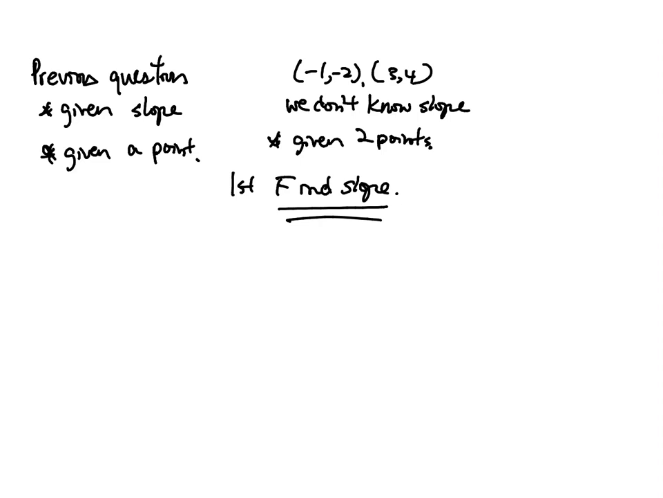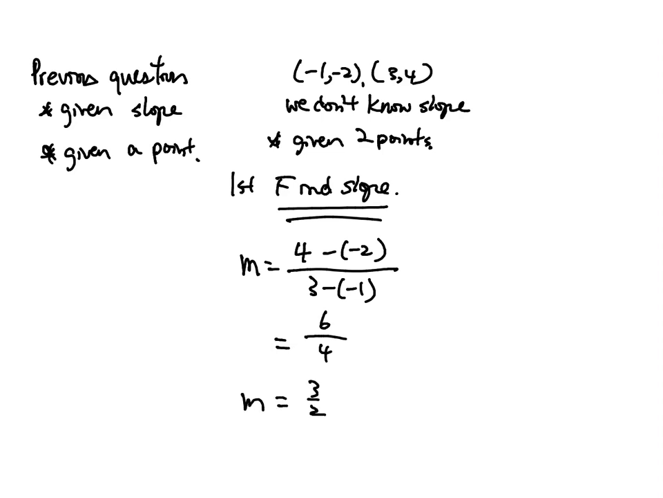Okay, so slope formula. Slope equals y2 minus y1 over x2 minus x1. So what you end up getting is 4 minus negative 2, that's a 6. 3 minus a negative 1, that's a 4. So your slope is 3 over 2. Okay. And once we figure out the slope, it's your pick to choose either of the 2 points. You don't have to do both. You just need to do one.